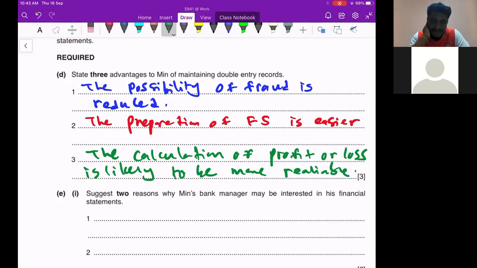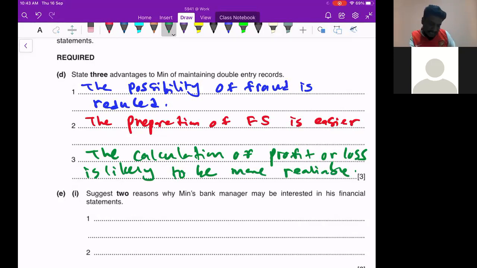liabilities, revenue, and expenses. Acceptable. Another one is more informed decision making is possible. Apart from that, you can talk about a greater degree of control. We can control the business by looking at the reliable financial statement whenever you have a double entry system.